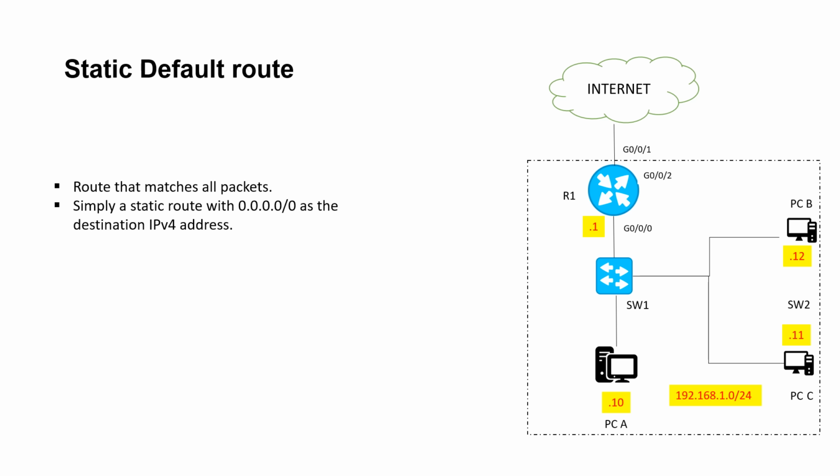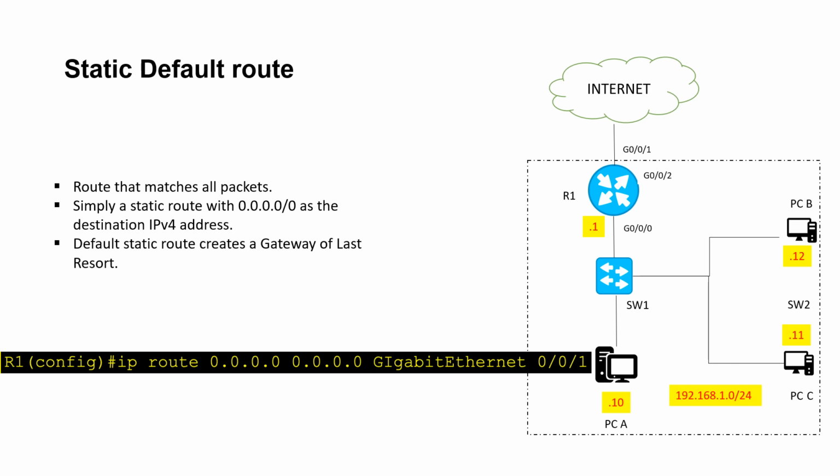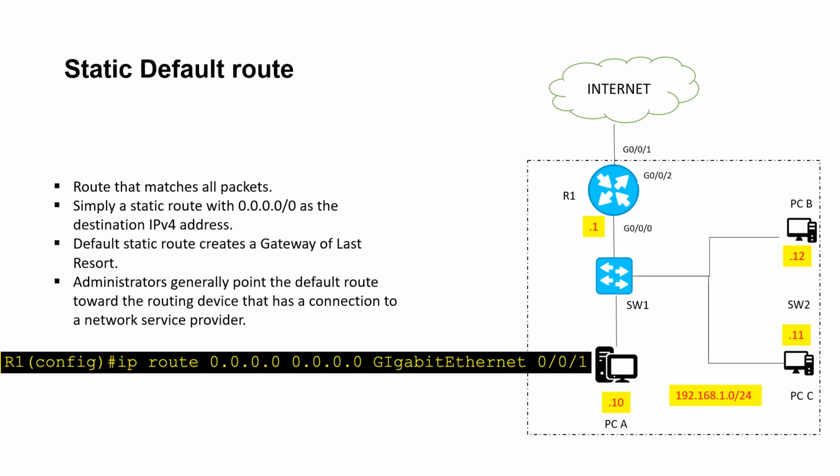And you can define a static default route simply with destination 0.0.0.0/0. Configuring a default static route creates a gateway of last resort. Administrators generally point the default route towards the routing device that has a connection to a network service provider or an internet service provider. Therefore, packets with destination outside the organization LAN, typically destinations on the internet or WAN, are forwarded to the routing device with the connection to that internet or service provider.